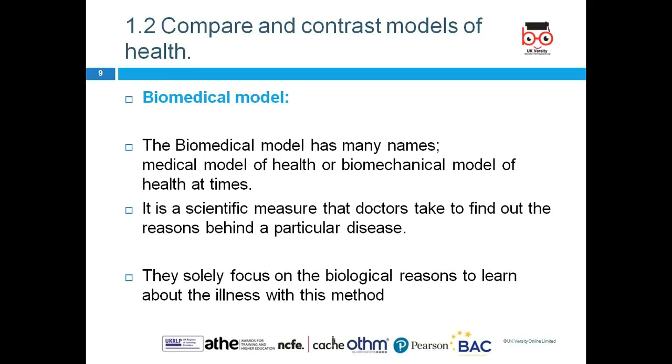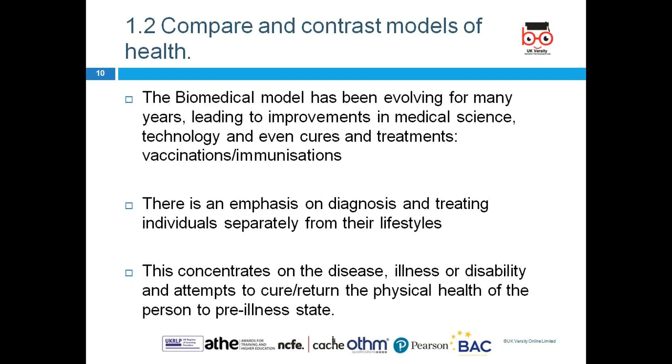So why do you get diabetes? Why are some people more prone to obesity than others, and so on. So they focus on the biological reasons solely. So this model has been evolving for a lot of years. Because of medical science and technology, it's been improving. So there's a lot of technology, cures and treatments that have become available, new vaccinations and immunizations as well.